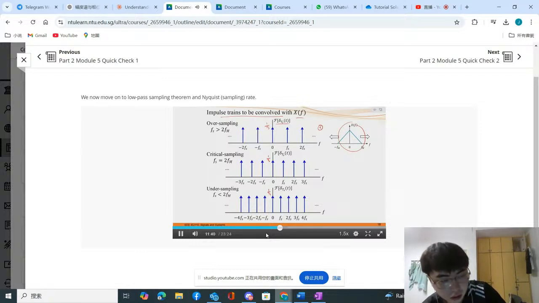And here we're going to consider three cases. The first case is Fs is greater than 2Fm. The second case is Fs exactly equal to 2Fm. And the third case is sampling frequency is actually less than 2Fm.